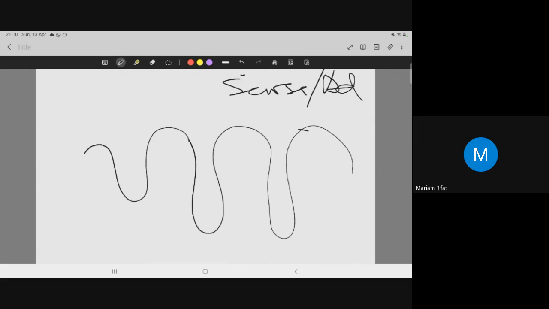The first cells that you see here are your mucous neck cells. These are your mucous neck cells. This you have to keep in mind. Okay, and then comes your parietal cells.